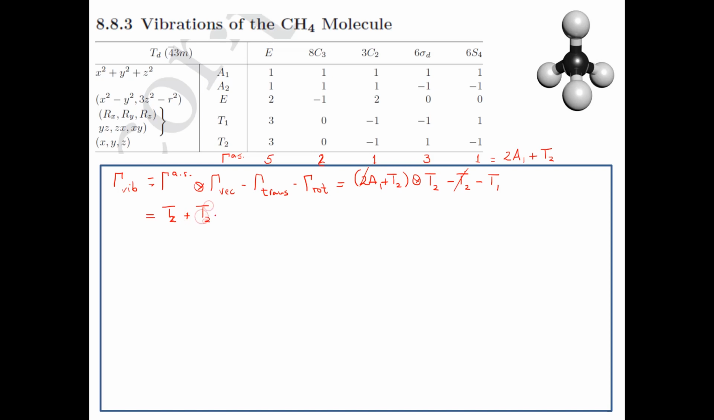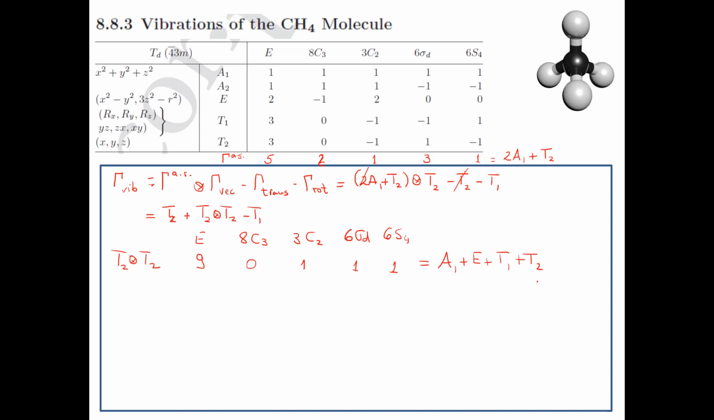Plus the direct product of T2 and T2. Let me do that in a minute. Minus T1. So if I look at the characters of T2 times T2 for identity, for 8C3, for 3C2, for 6 sigma d and for 6 S4, it's basically the square of T2, so it's like 9, 0, 1, 1, 1. And then I have to decompose this into irreducible representations. After spending a while looking at it, you'll be able to figure it out, or you can use the decomposition formula. But this is A1 plus E plus T1 plus T2. You can check that this is correct.